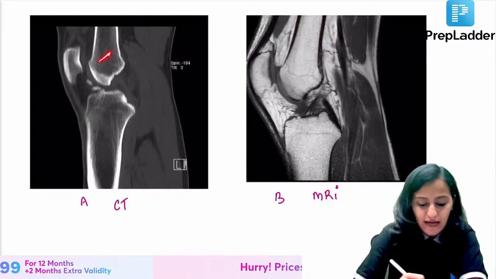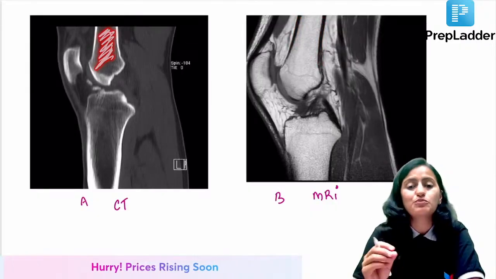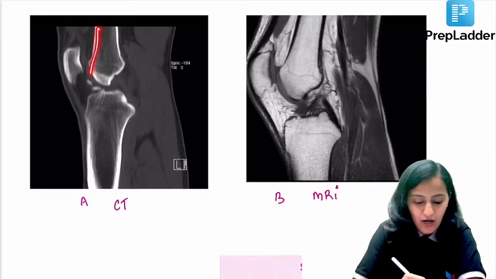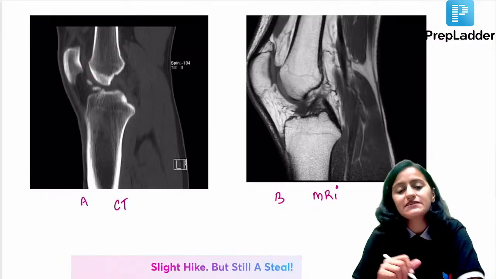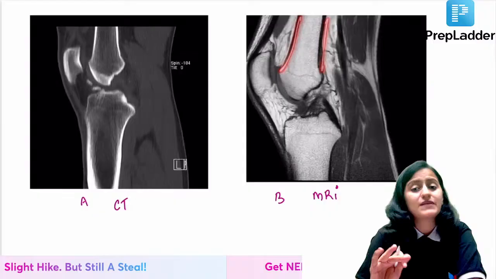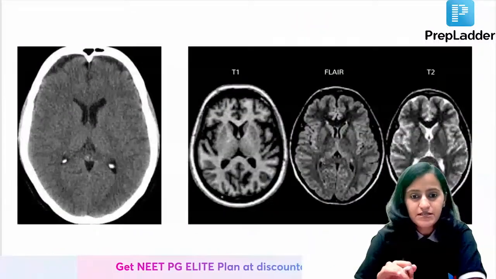Do not look at the inside of the bone, right? The bone marrow is black or white. Look at the bone cortex. If the cortex is white, it is CT. If the cortex is black, it's going to be MRI. Okay, first important point. Going to the next one.